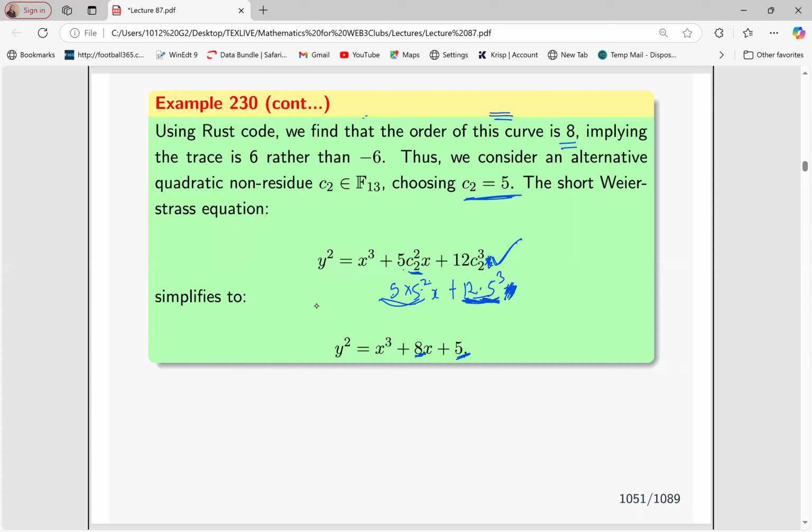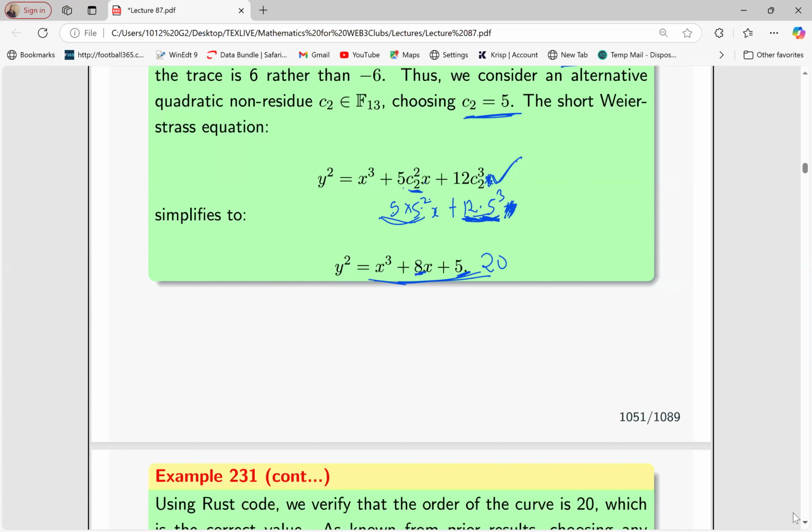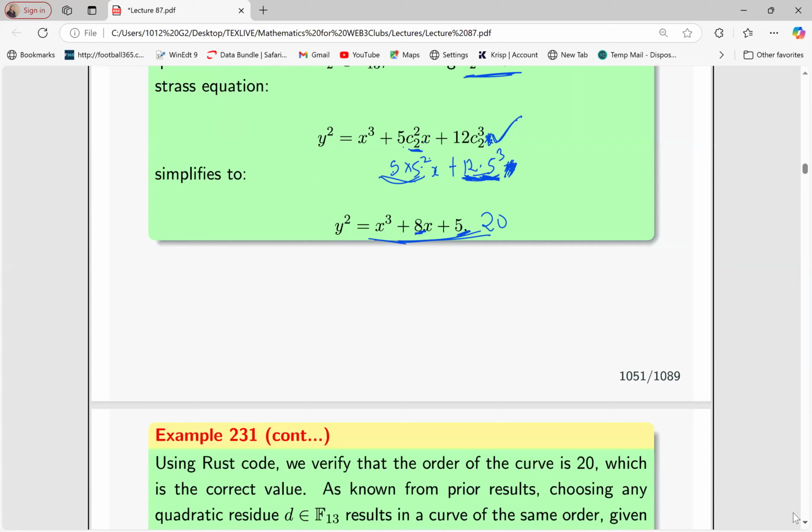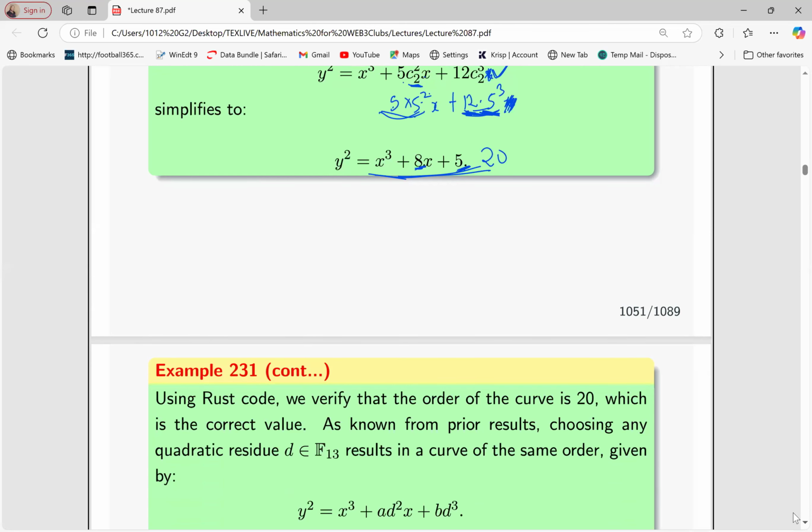Now try to see whether this equation has 20 points. When I tried, I found this one has 20 points. And again, we have a code for doing that. Then after this, once you get one that has 20 points that you want, you do isomorphism. You map it to another curve. And that's what we did.